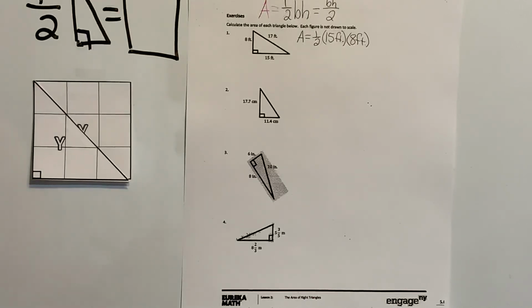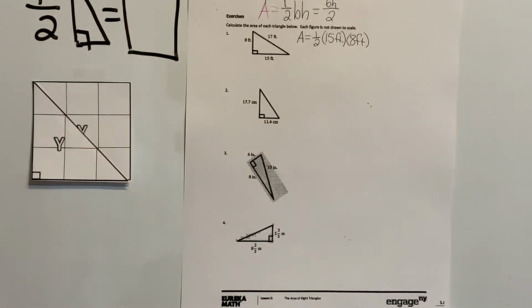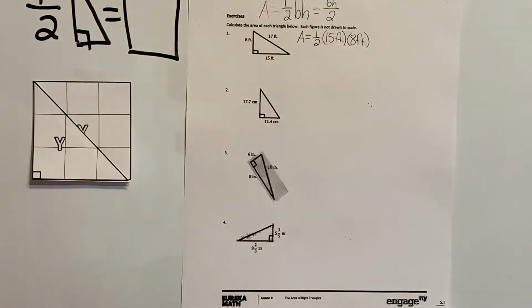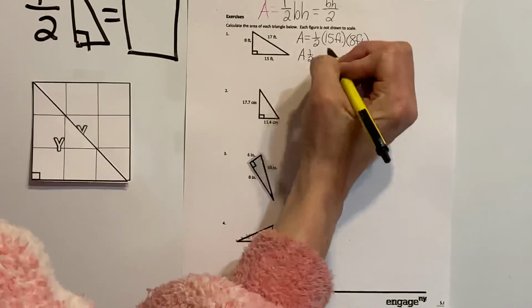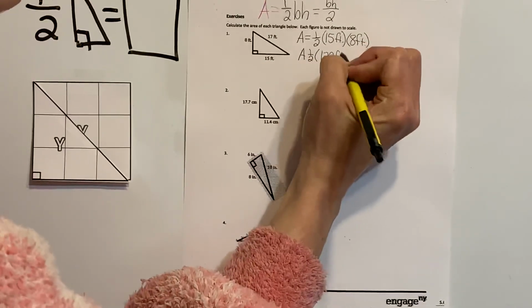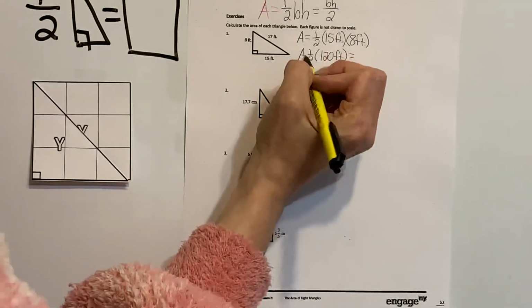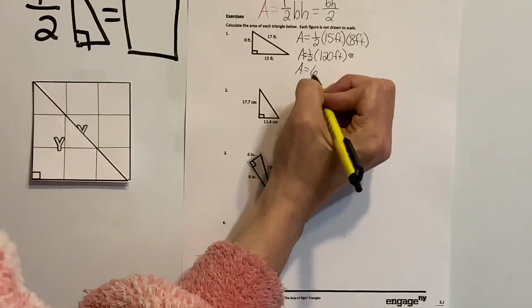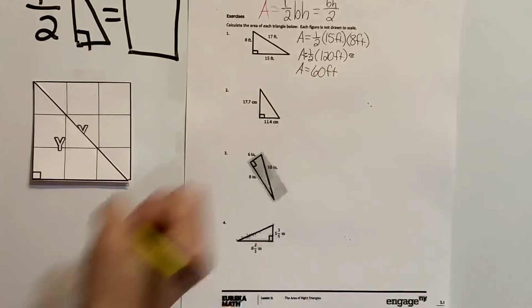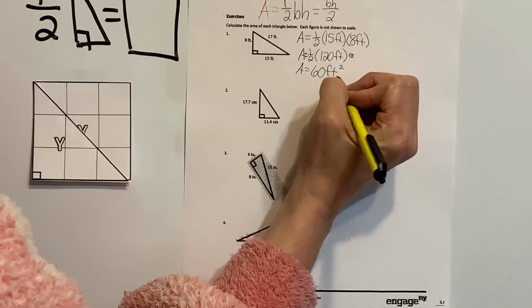So if we do 15 times 8, I don't need my calculator for this because I know 8 times 5 is 40, and I know 8 times 10 is 80. I put that together and I've got half of 120 feet. And I know half of 120 is 60 feet. Now, this isn't just feet. Remember, this is feet squared.